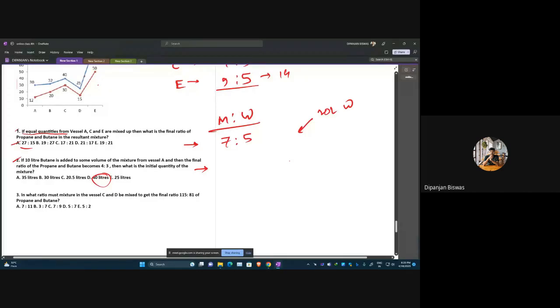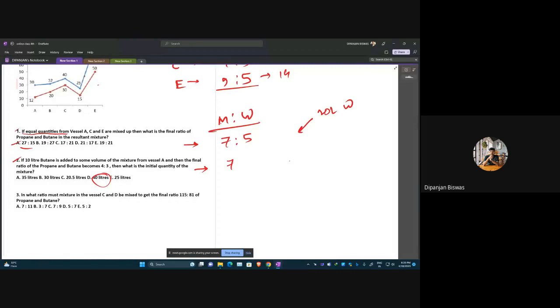So the ratio becomes 7:8. So find the initial amount of mixture. I made it easy for you. I kept the amount of milk same. What should be the answer?